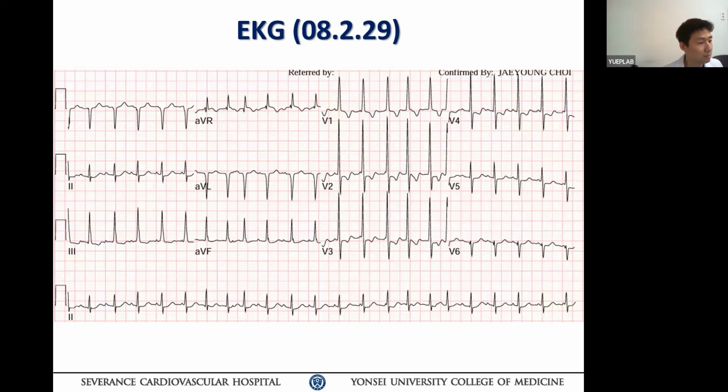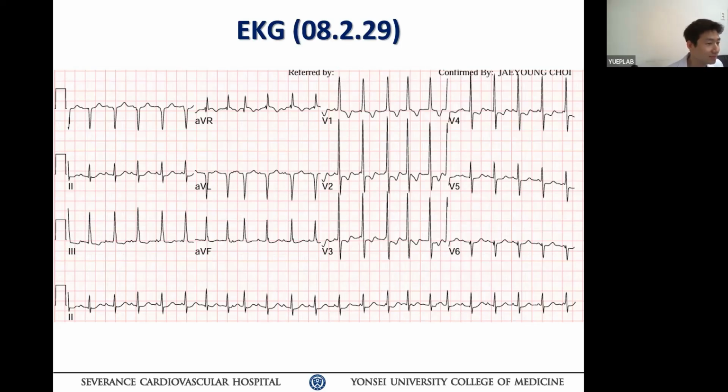Can you mention what the ECG criteria for dextrocardia are? For that one, there'll be deep S waves in the lateral leads, so lead 1, aVL, V5, V6, and then tall R waves in aVR and V1. That's what I remember.